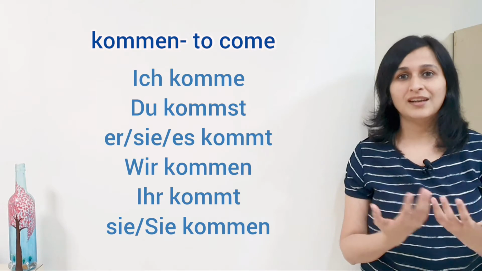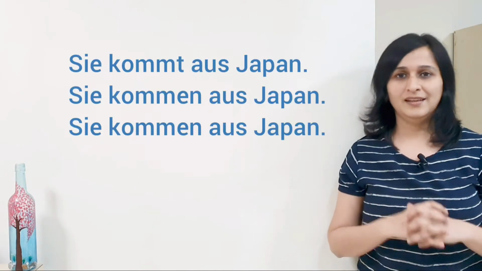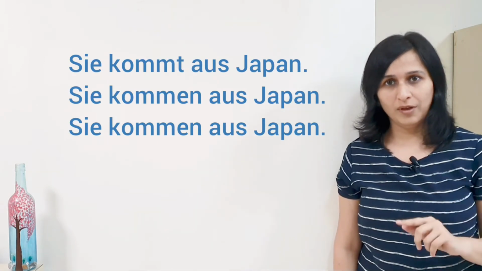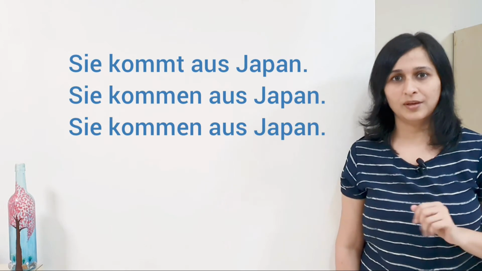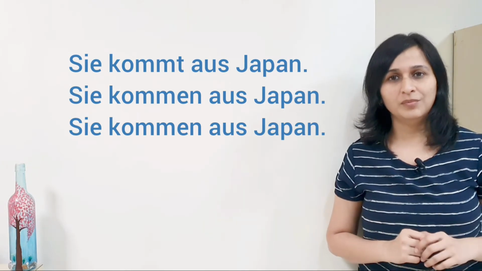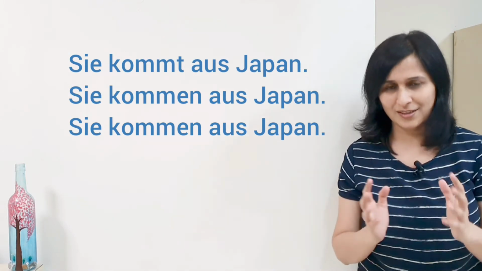Now how to understand the difference between all of them? Let's take these three examples. Sie kommt aus Japan. Sie kommen aus Japan. Sie kommen aus Japan. If you look at the first sentence, that sie has to be she because the verb is kommt, and another key is the context of the sentence.